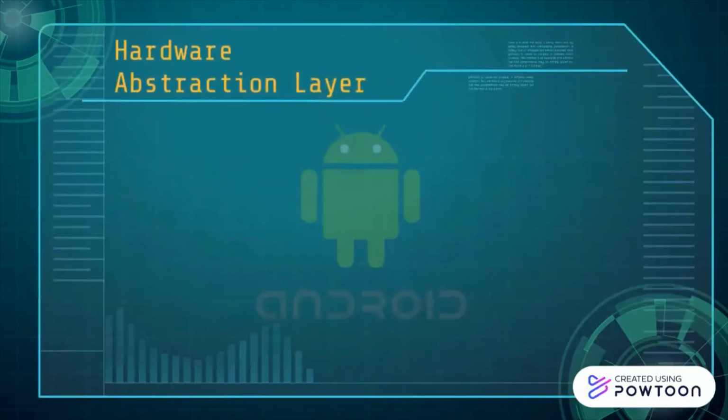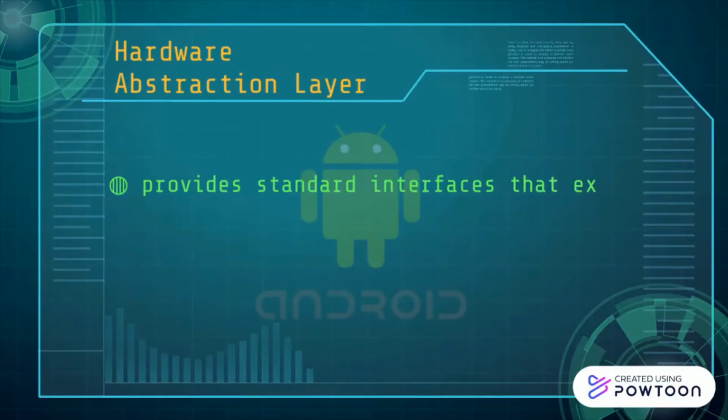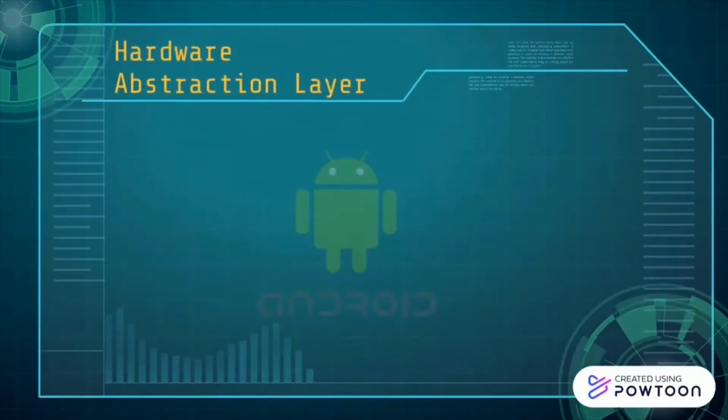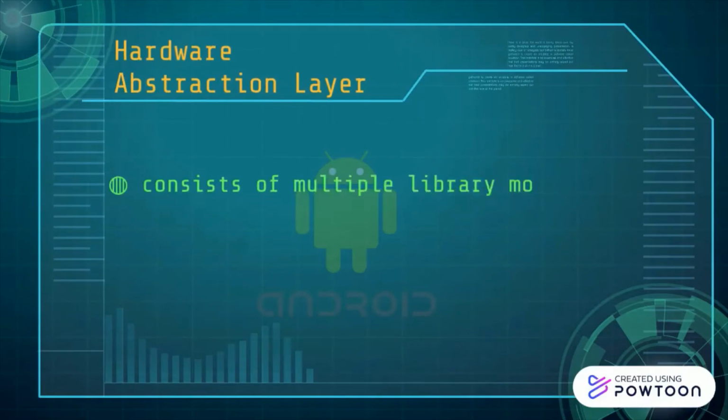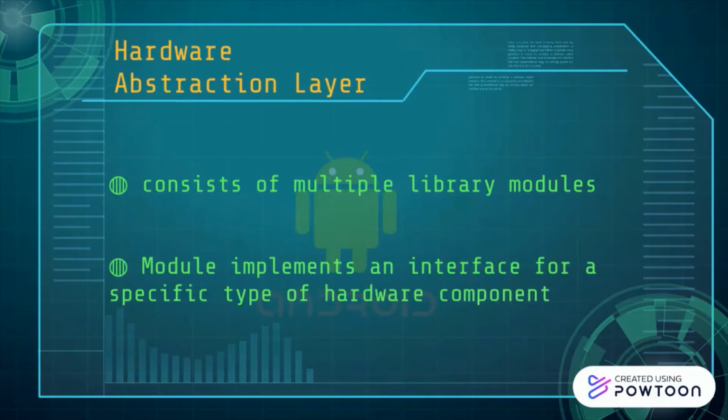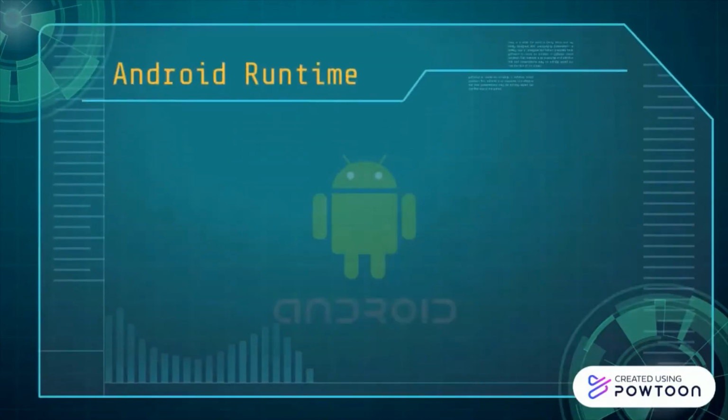Then comes the hardware abstraction layer. The hardware abstraction layer provides standard interfaces that expose device hardware capabilities to the higher level Java API framework. It consists of multiple library modules, each of which implements an interface for a specific type of hardware component, such as the camera or Bluetooth modules. When a framework API makes a call to access device hardware, the Android system loads the library modules for that hardware component.